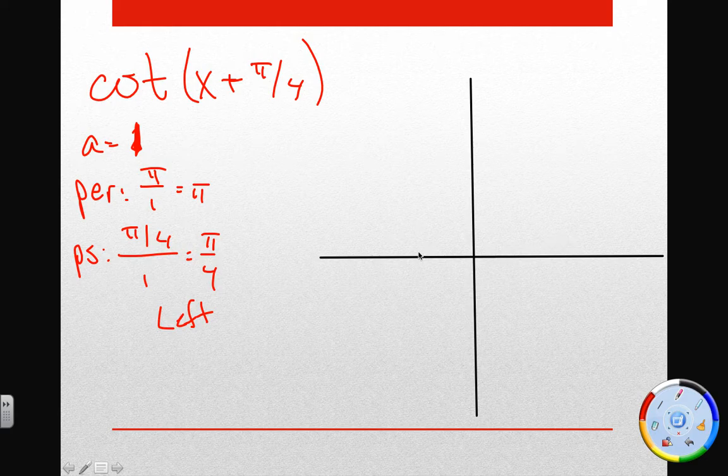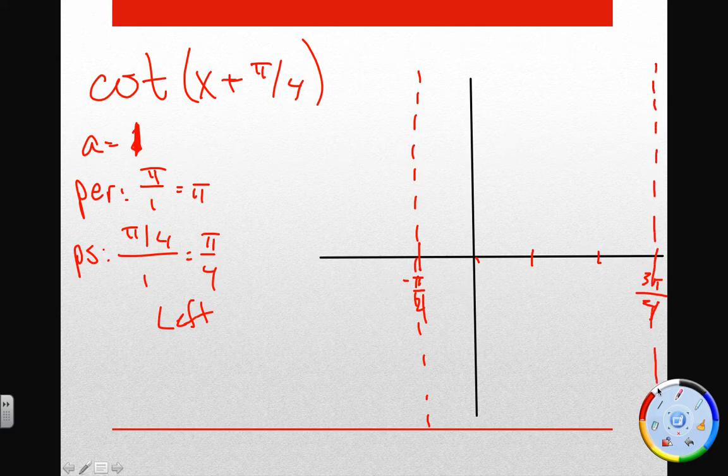So here's what needs to happen. I need to go pi fourths to the left. Now, what this does is it moves my vertical asymptote pi fourths to the left. My next asymptote has to be pi units away. So let's go 1 pi fourth, 2 pi fourths, 3 pi fourths, 4 pi fourths. So over here, it's not 4 pi fourths, it's actually 3 pi fourths. That distance is now 1 full pi, which is where my second asymptote goes.